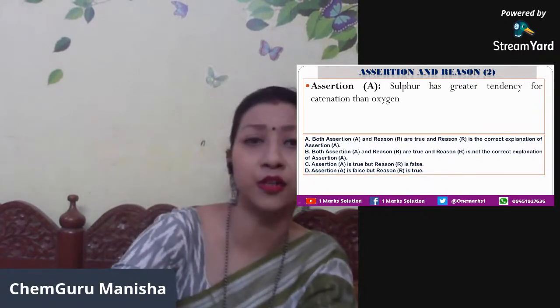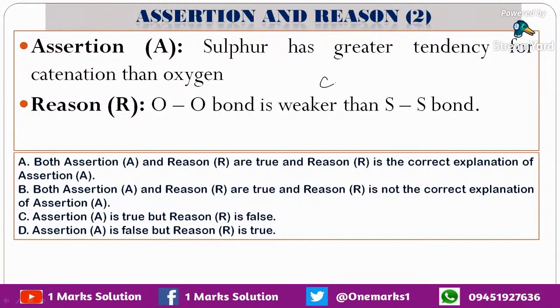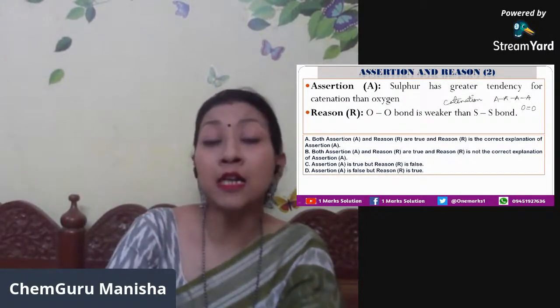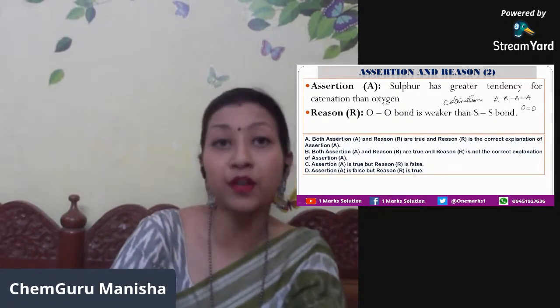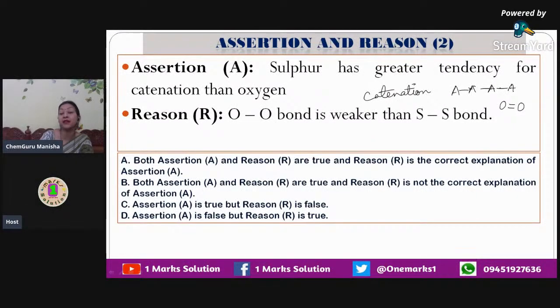Let's go to the next assertion. Sulfur has greater tendency for catenation than oxygen. Catenation is that property of any element where one atom combines with another atom and another atom and another atom, and it actually forms a chain, right? If you look at oxygen, it can combine with only another oxygen. It cannot form more than that. But in sulfur, we can have 6 sulfurs, 8 sulfurs combining together. So the assertion is definitely true, because sulfur can bond with many more sulfur atoms in comparison to oxygen.